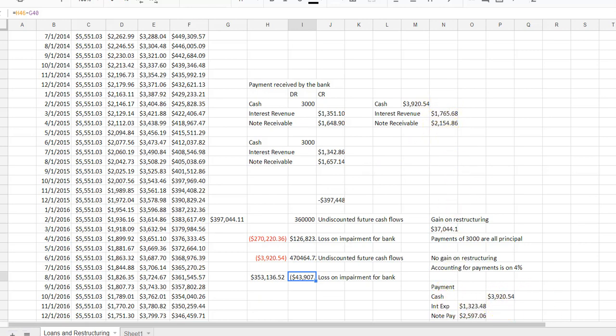For the borrower, they're using the 4%. So their payment is here, cash, interest expense, calculated at 4% of the original balance. Because from their standpoint, the balance hasn't changed because there was no gain. So only if there's a gain do you change the original amount on the balance sheet. So that's how you would look at that problem from both sides, the lender and the borrower.